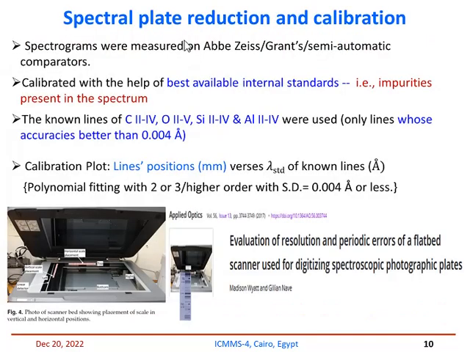As briefly explained above, the calibration of spectral plates is done with the help of the best available internal standards, that is, the impurity lines present in the spectrum. These are the common impurities present in the spectrum. Nowadays, we can use a flatbed scanner for the spectral measurements.